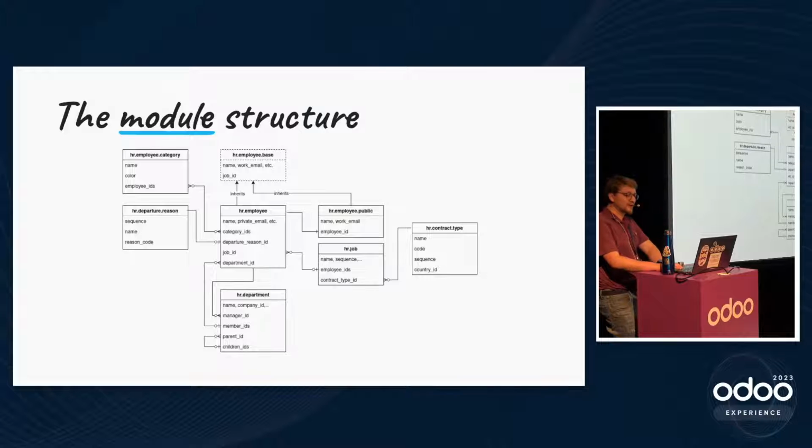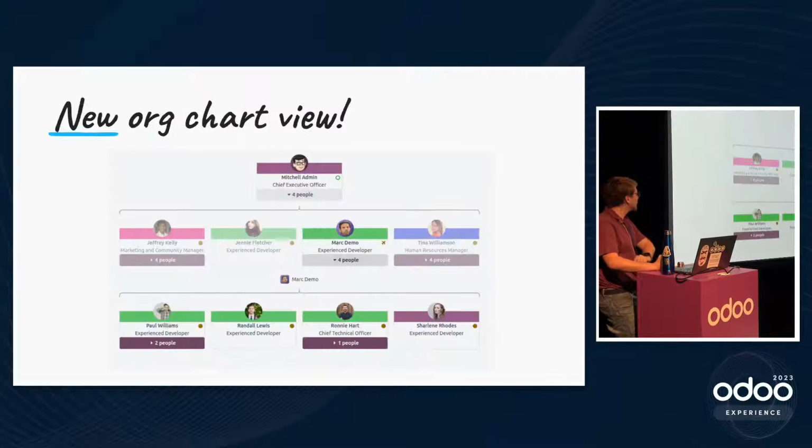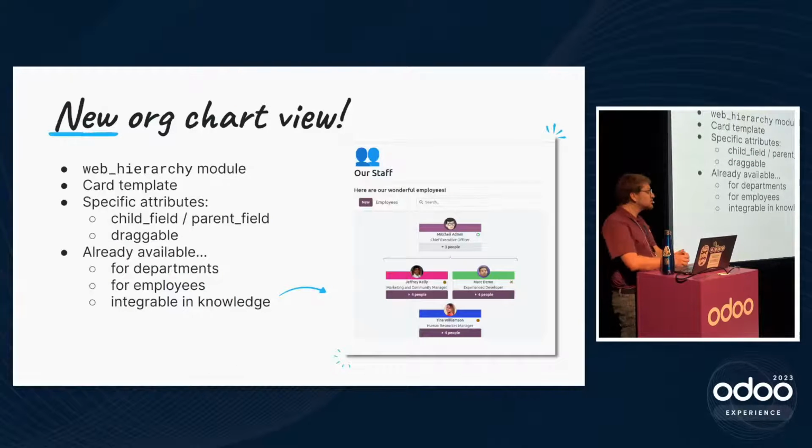Before switching to the time off module, you may have heard yesterday in What's New in HR that we have a new org chart view. This is a new view that you can use for any other model. Here it's an example for the employee module. What is this view actually? This view is defined in the web hierarchy module.